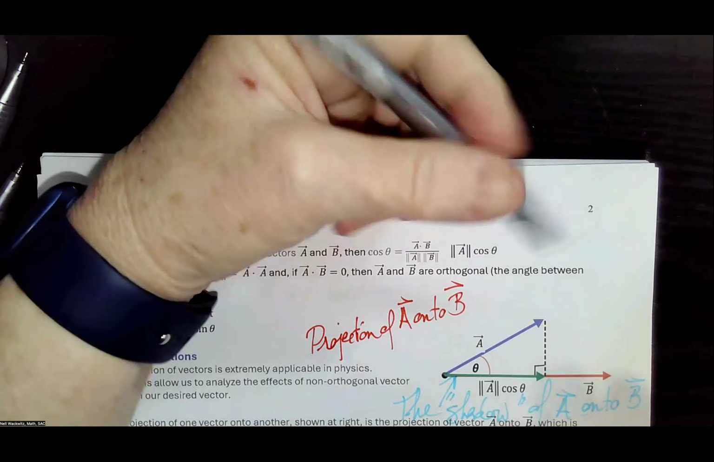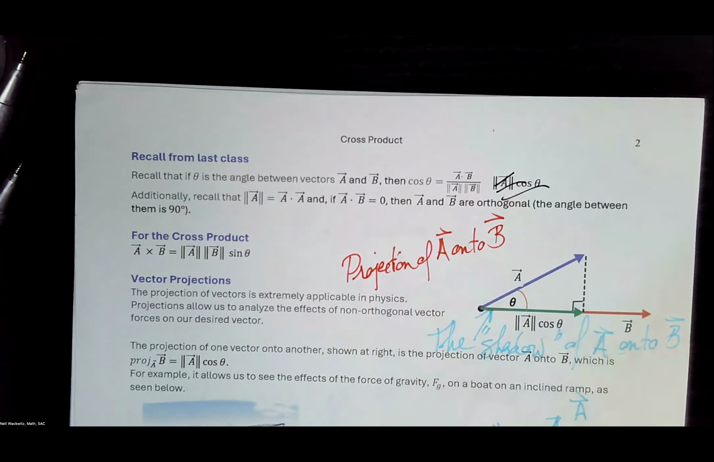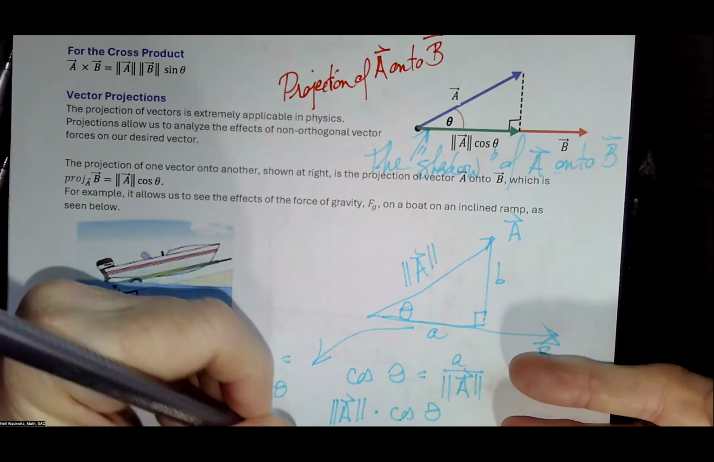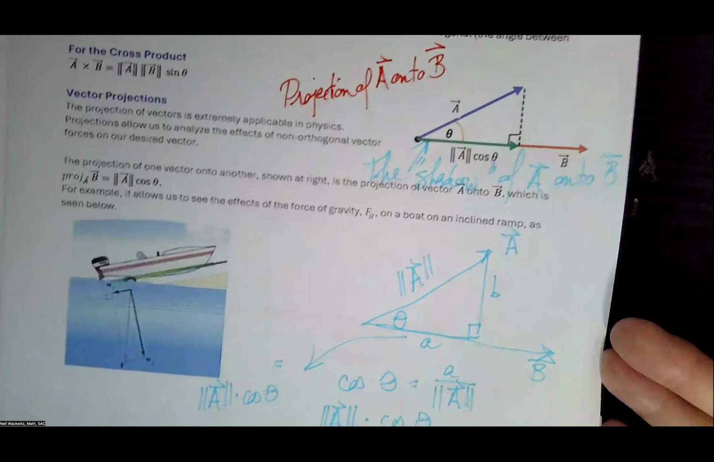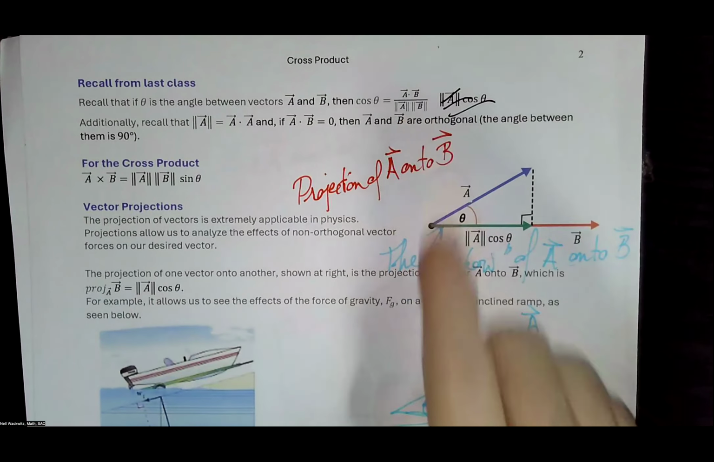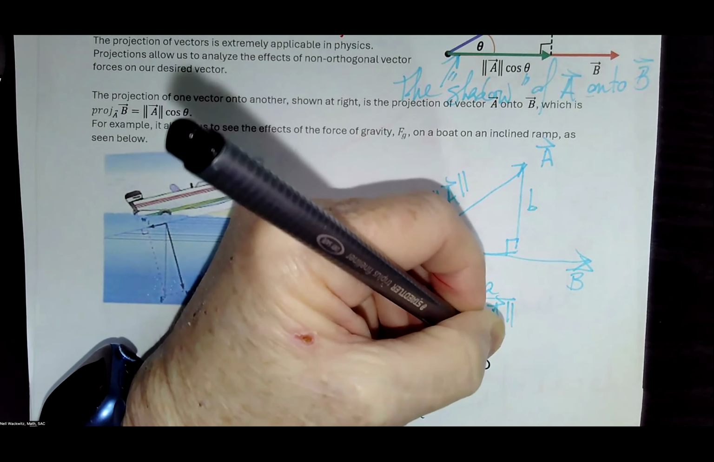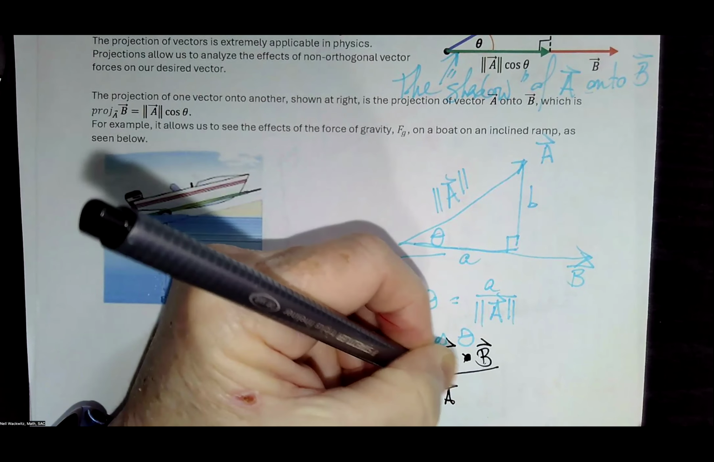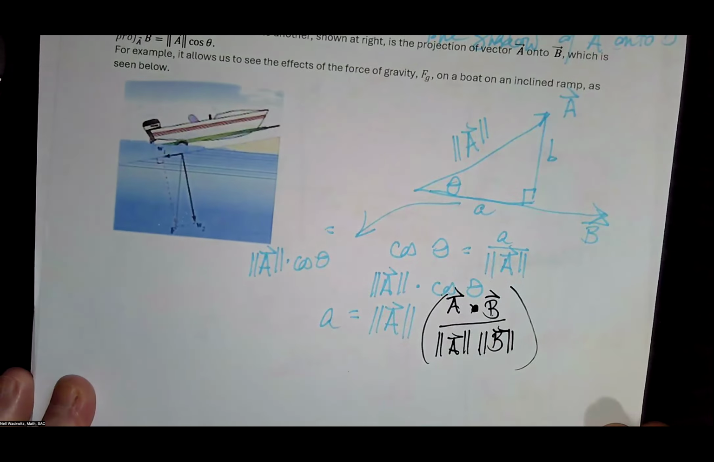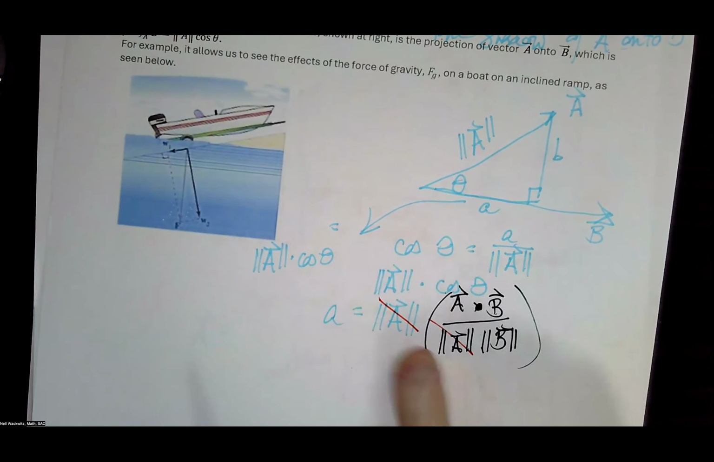And that is not supposed to be there, sorry. So let's replace cosine theta with this mess. Okay, so this is all little a. Little a is equal to, we're going to leave the magnitude of A, but we're going to write the cosine of theta like this: the dot product of A and B divided by the magnitudes of A and B. And hey, cool, we can divide out the magnitude of A.